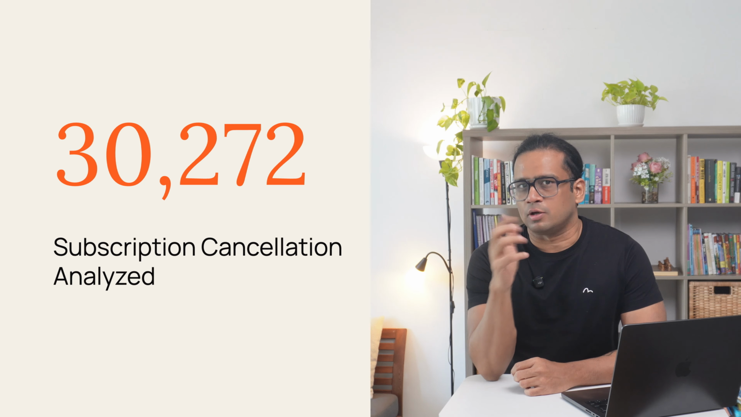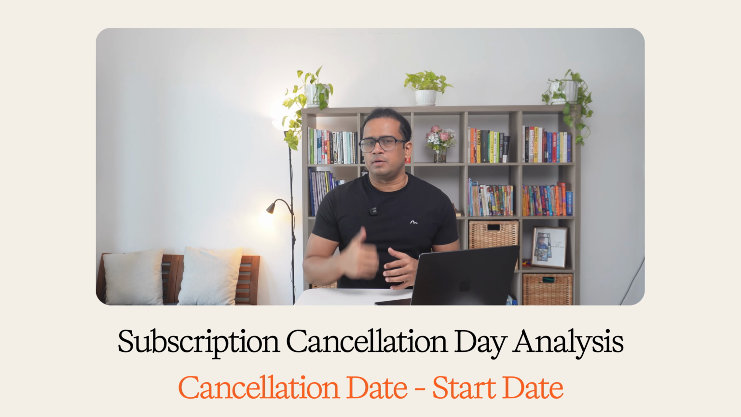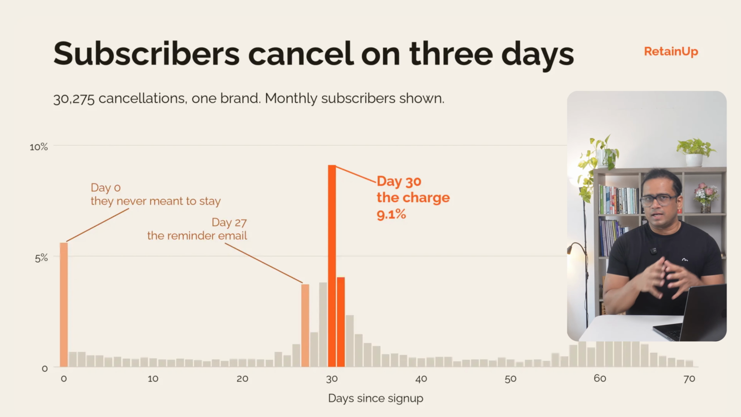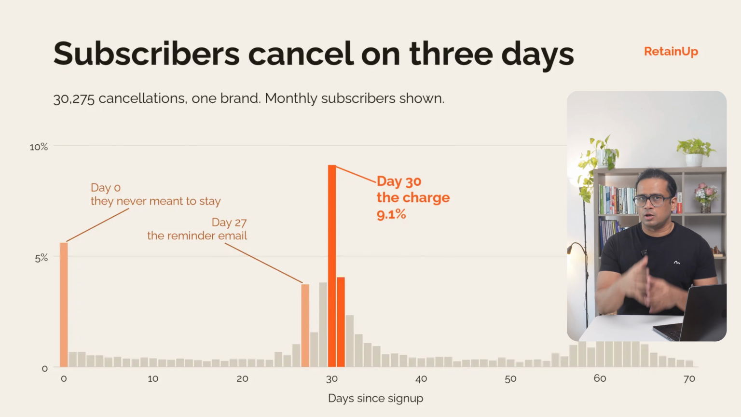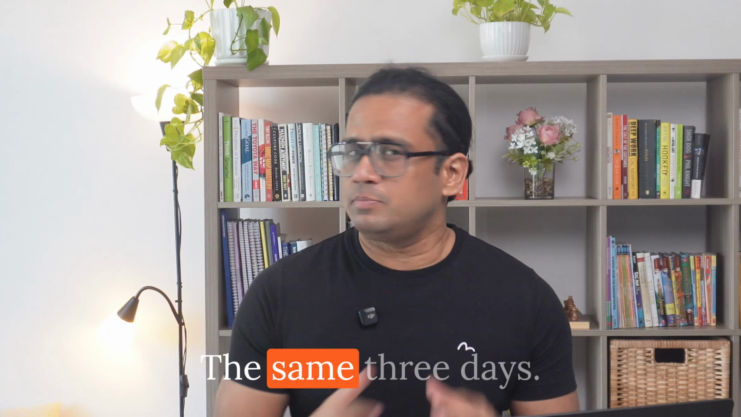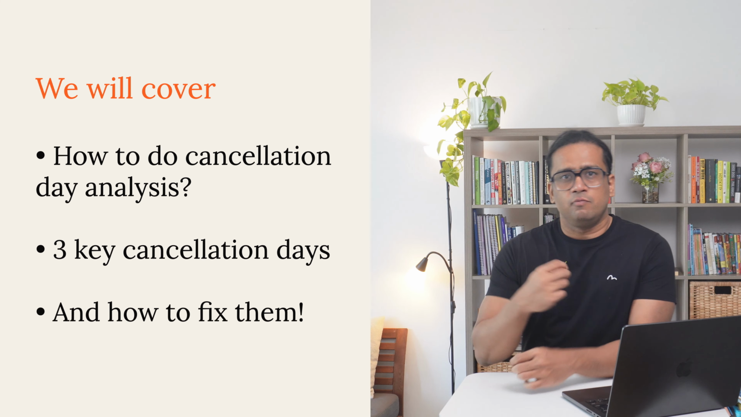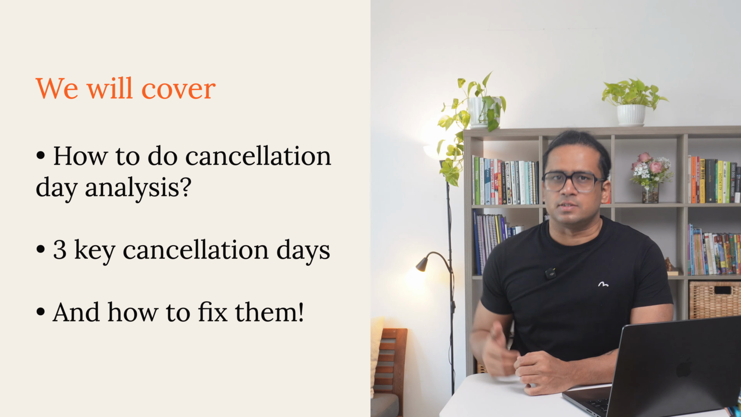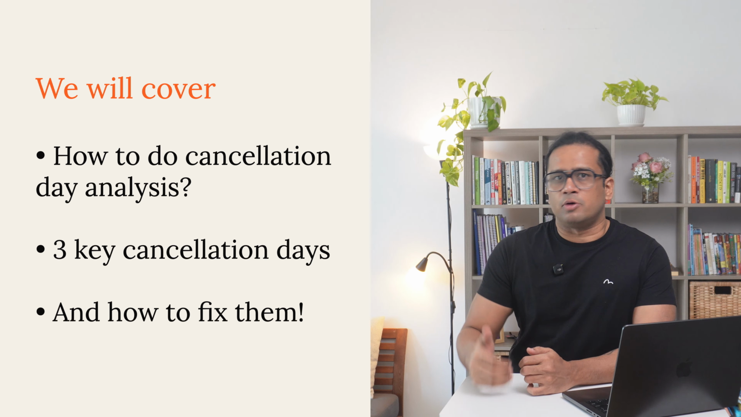I pulled up every cancellation from one brand, 30,000 of them. Most people count churn by month. I counted it by day. Cancellation date minus start date. And we found out that every brand gets most of its cancellations on the same 3 days. The same 3 days. In this video, I will walk you through the subscription cancellation day analysis, the 3 days, and what to do about each one.